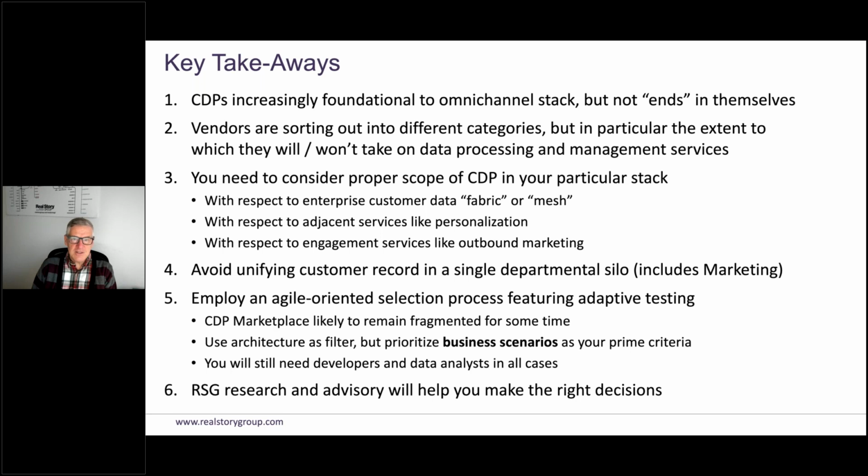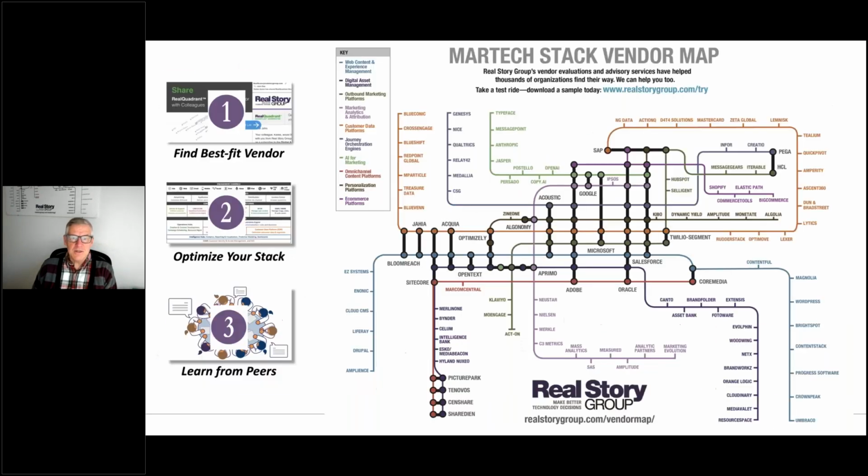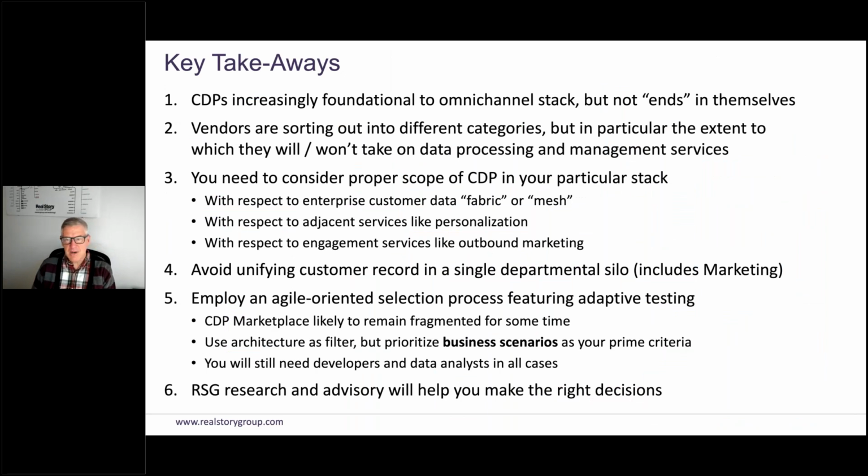Then once you sort out all of these issues with respect to CDP, you want to employ a more agile-ish selection process that definitely features adaptive testing. So, you're going to have lots of choices. Choice is good. The CDP marketplace is going to remain fragmented for some time. So you definitely want to use your architecture as a filter, but you want to prioritize your business scenarios as your prime criteria. And the important thing about CDPs, although they're generally meant to be business platforms, you will still need developers and you will still need data ops people to make them run. So this has to really be a joint venture among at least 3 different teams within your enterprise.